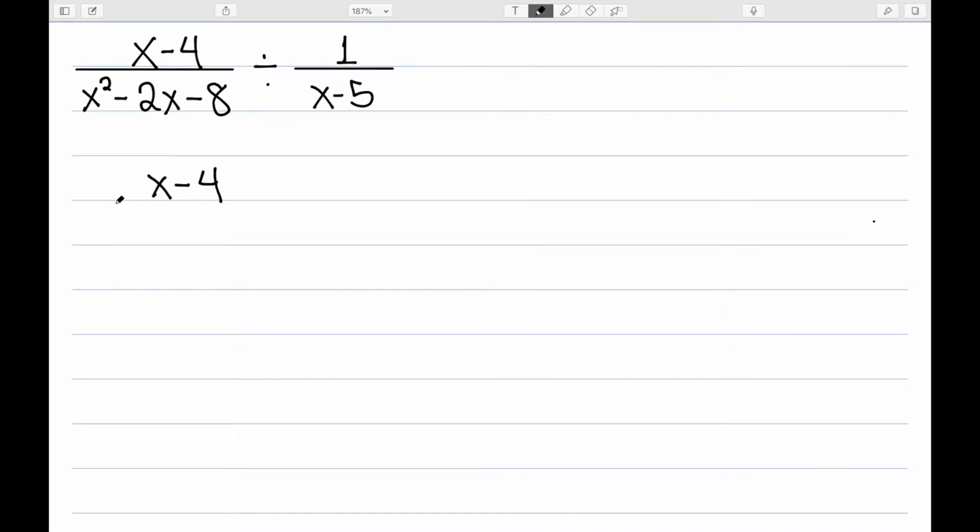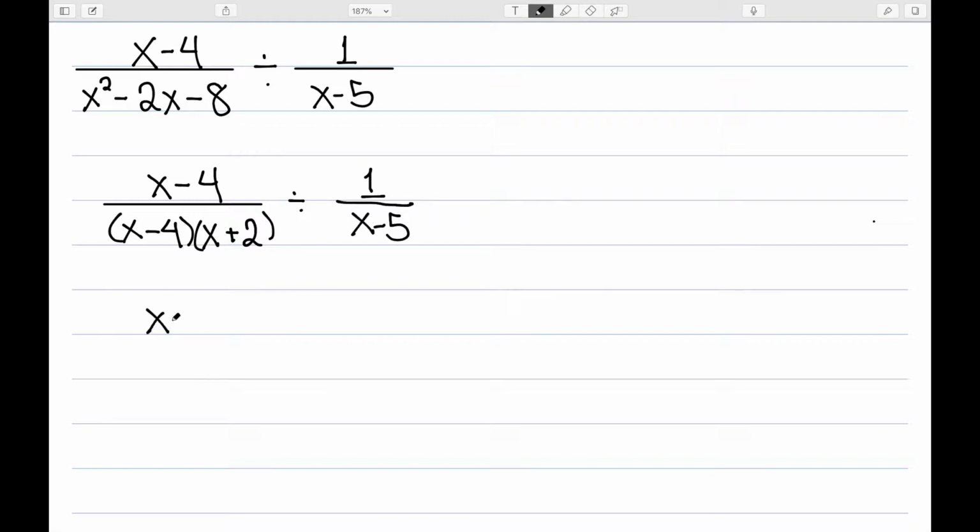The numerator of the first fraction does not factor, but the denominator does. I need two things that multiply to give me -8 and add to give me -2. And we can get that from -4 and +2. The second fraction, on the other hand, does not factor, just like the top of the first one didn't. The first fraction then stays exactly the same as it was at our previous step. We flip the second fraction over, so now I have x minus 5 over 1, and we now multiply.